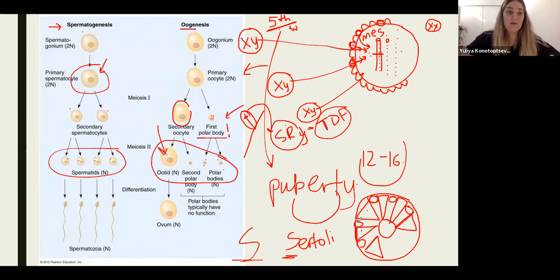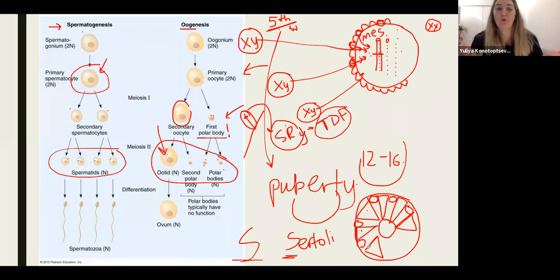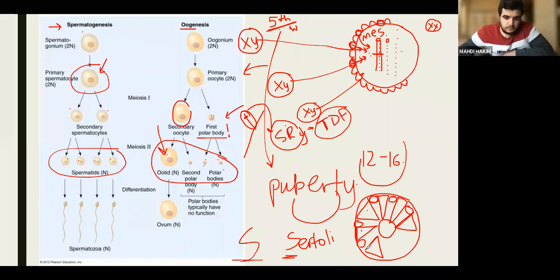So again, spermatogonia are present at birth, correct? No. Because spermatogonia are sitting in the seminiferous tubules. I don't have seminiferous tubules at birth, so I cannot have spermatogonia at birth as well. Is it clear that spermatogonia come from PGC? They are basically PGC, right?